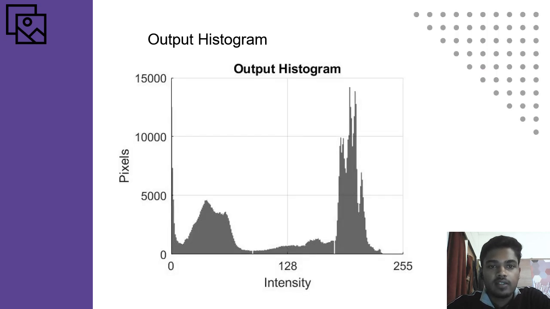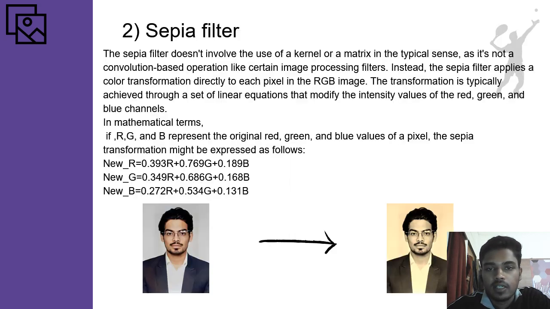The next slide, which is output histogram, as being displayed on the screen. As we can see, with the intensity increasing, the number of pixels are also increasing in black and white. Then the second filter is sepia filter.